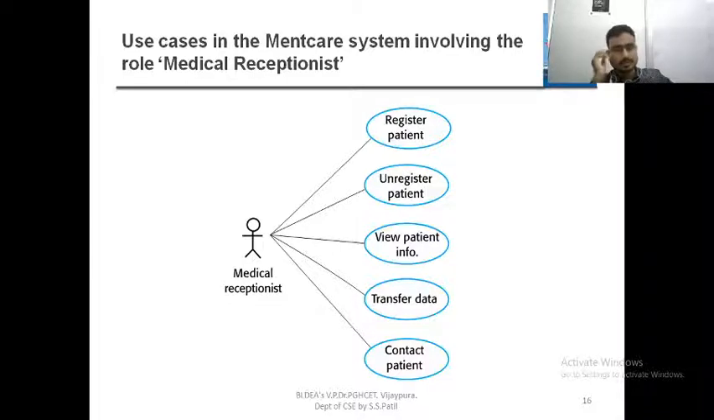Medical receptionist, patient, that is nothing but what exactly the receptionist is going to do. Register patient, unregister patient after discharge, view patient information, transfer data, contact patient. So what is going to happen? They have taken one of the Medicare problems, and with respect to that, they are solving it.